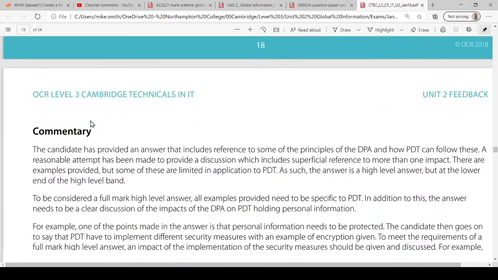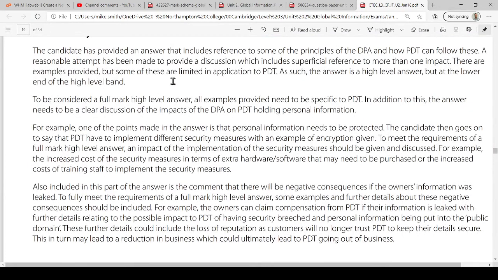Okay, so we can see here from the commentary, there are references to more than one principle of the Data Protection Act, and it clearly references how the case study company can follow these. There's a reasonable attempt at a discussion. There are references to more than one impact, although they are a little bit superficial. Examples have been provided, but they are limited in their application to the case study. So it's a good high-level answer. It didn't get the full 10 marks, but probably landed somewhere around 7, possibly 8 marks.